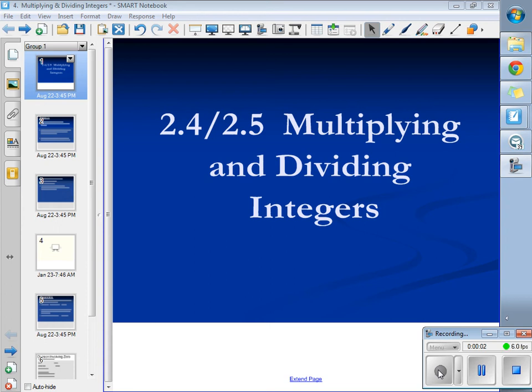Today's lesson is multiplying and dividing with integers. Our goal is that we can multiply and divide with integers.